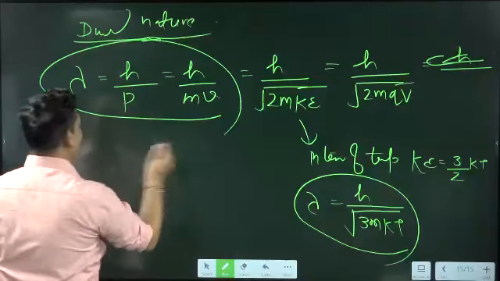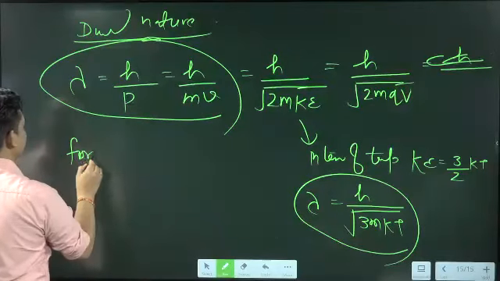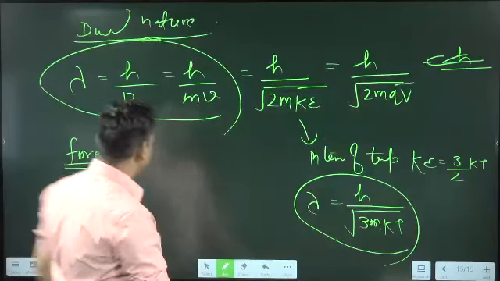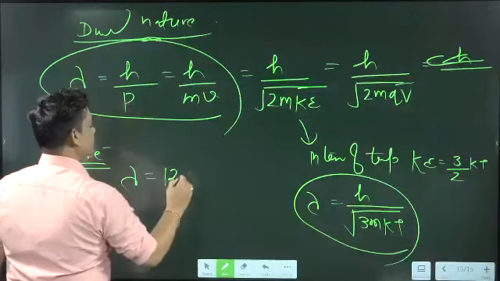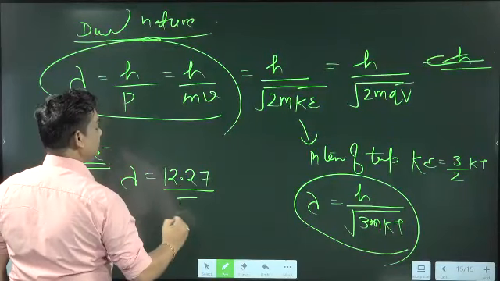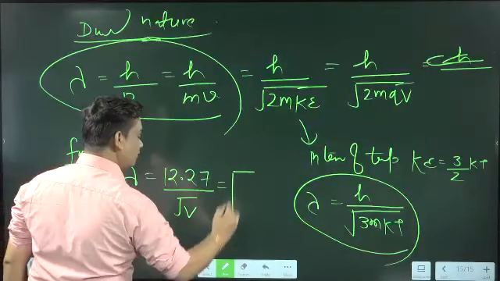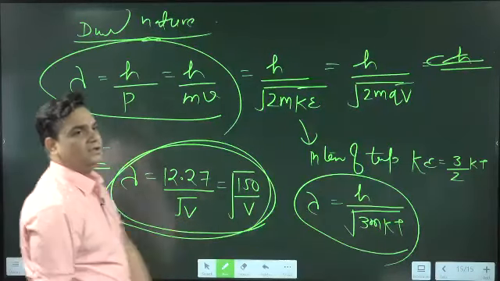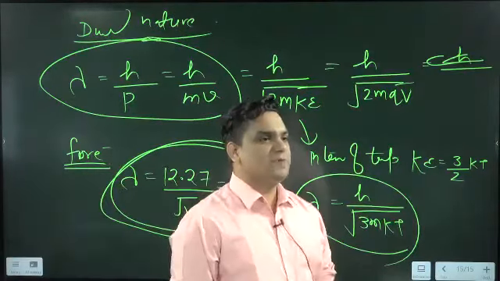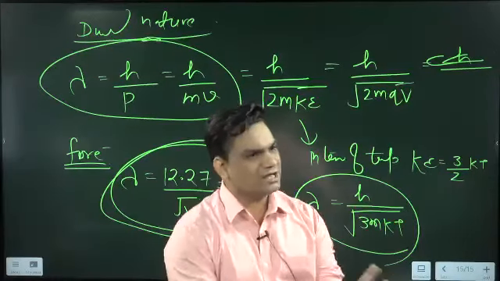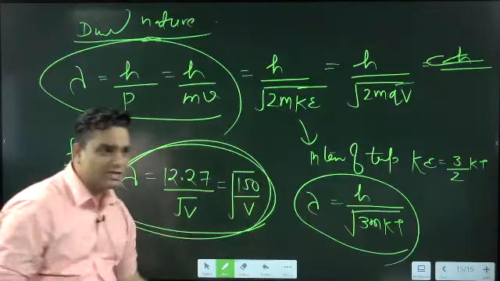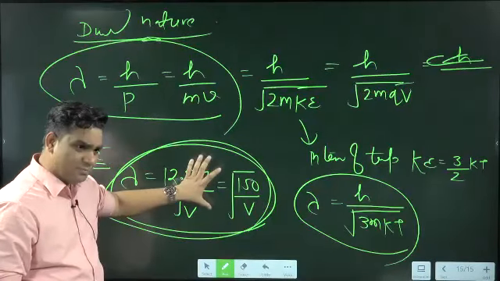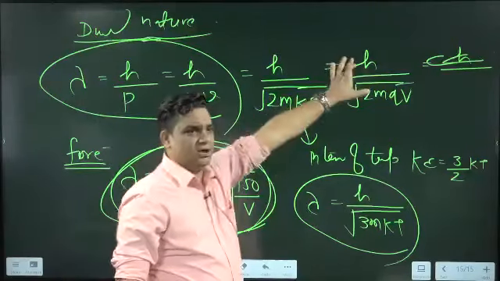Now we can write here for the electron, because most of the time, the question is asked for the electron. If I put all the values, then lambda becomes 12.27 divided by root V or root of 150 by V. If you have the memory power, you can remember for others also, but others are not asked all the time, electron is asked. Now, one question is mainly on this one and one question mainly on this one.